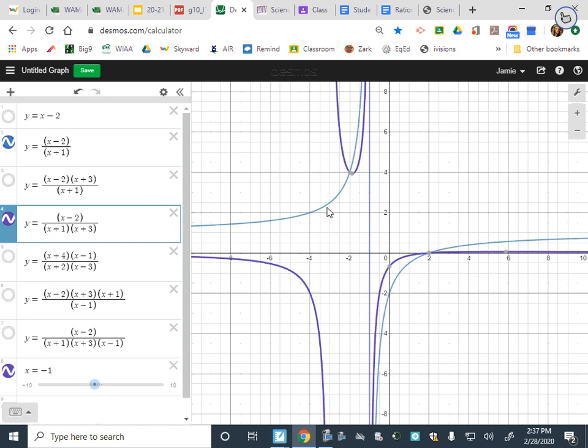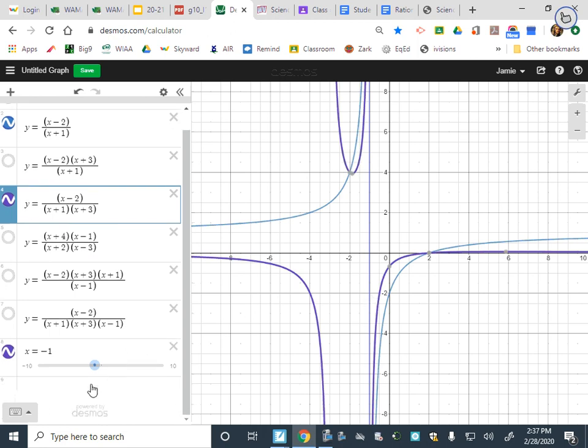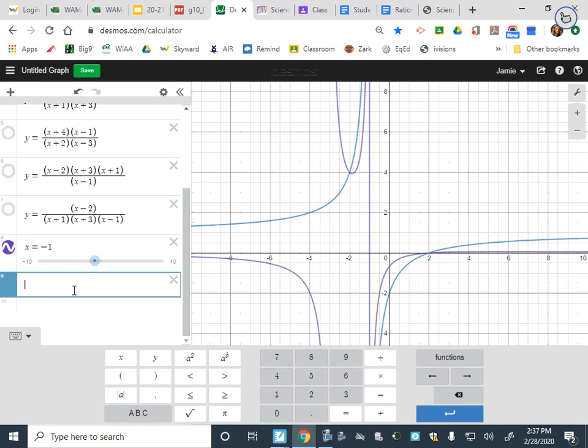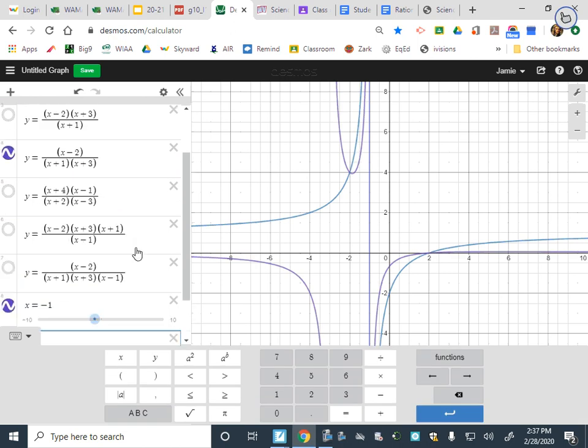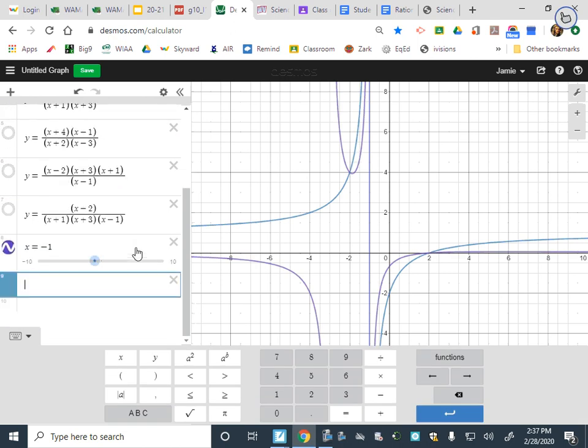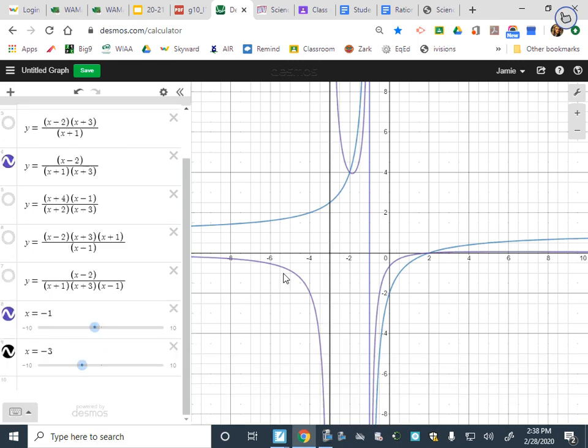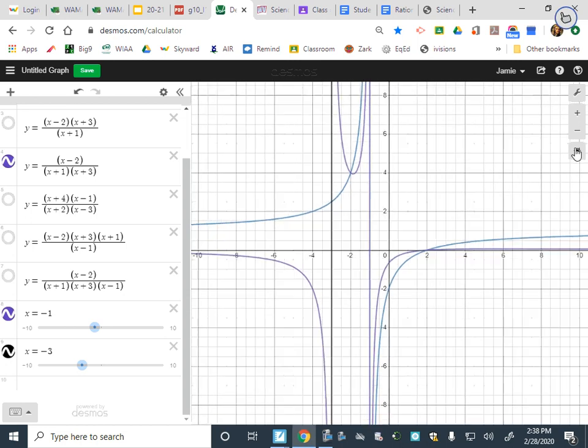But it looks like I have another vertical asymptote now because my graph now appears to be in 3 distinct pieces. And so that other piece, where do we think that is? -3. So let's test that. x equals -3, and that seems to go right into that spot where we expected it to be.